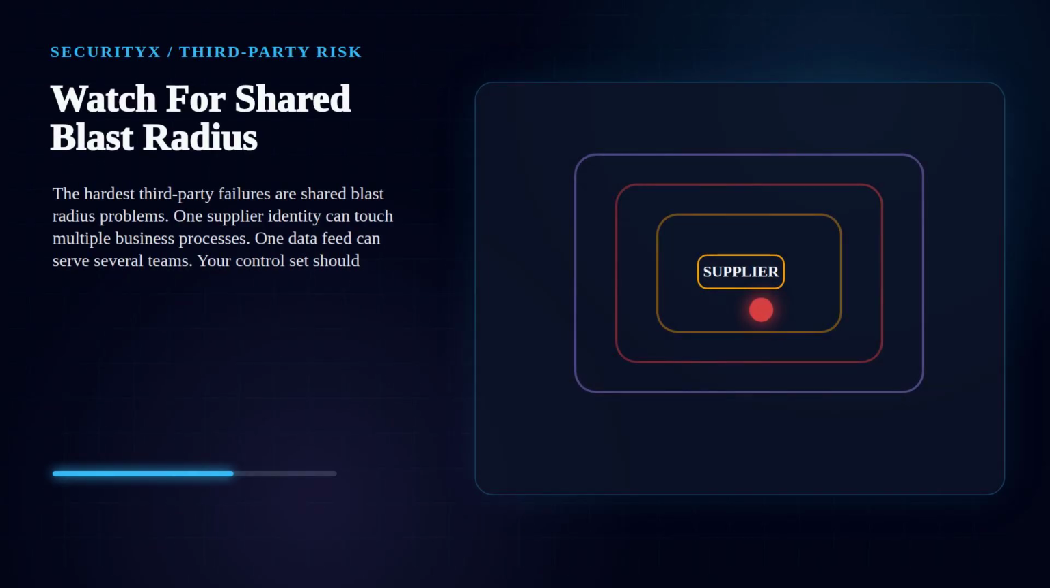The hardest third-party failures are shared blast radius problems. One supplier identity can touch multiple business processes. One data feed can serve several teams. Your control set should reduce lateral business impact, not just close one ticket.